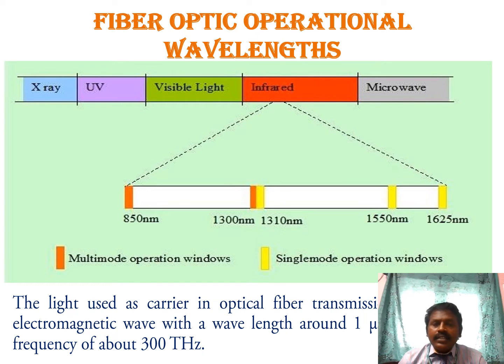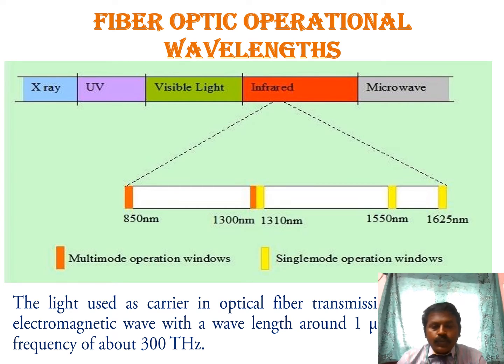So the infrared region starts from 850 nanometer to 1625 nanometer wavelength. From 850 to 1300 nanometer, we can have the multimode optical operation window, and from 1310 nanometer to 1625 nanometer, that supports single mode operation, based on the fiber modes that we will see later.